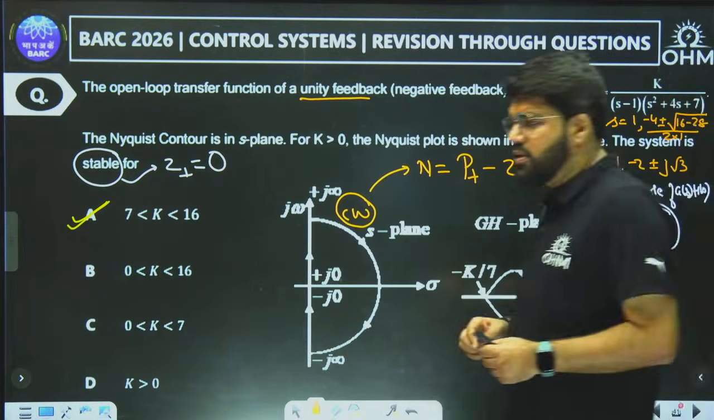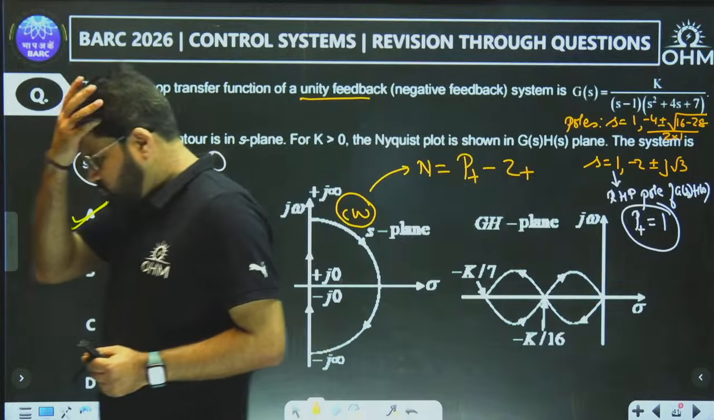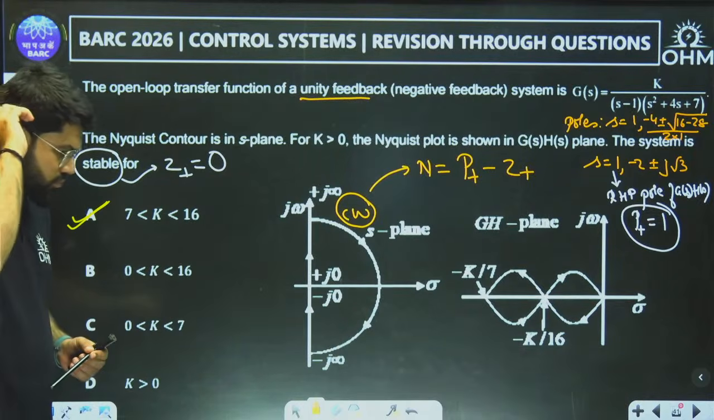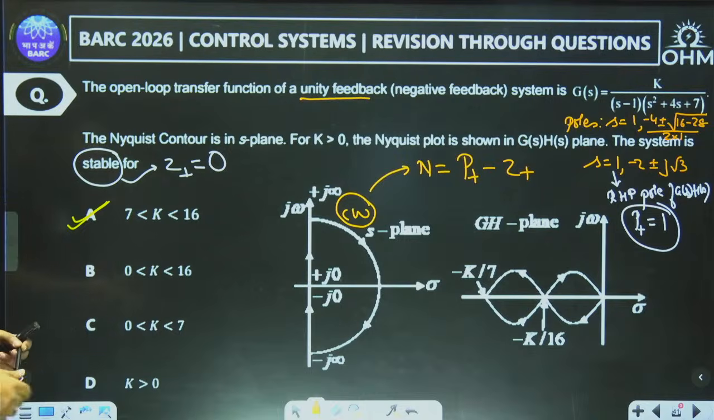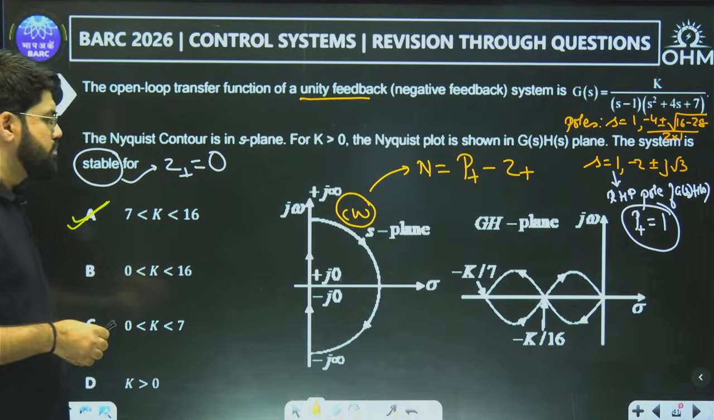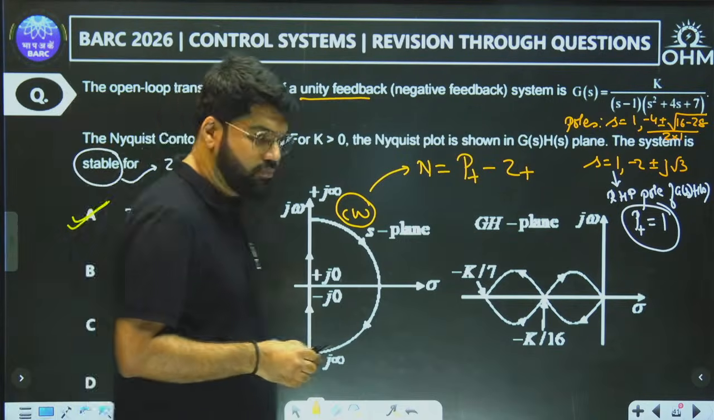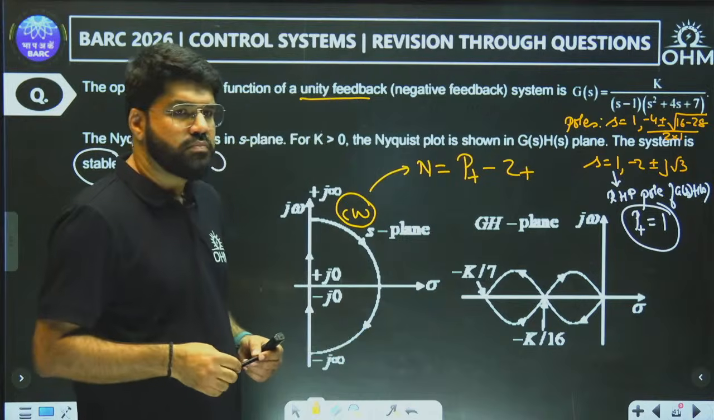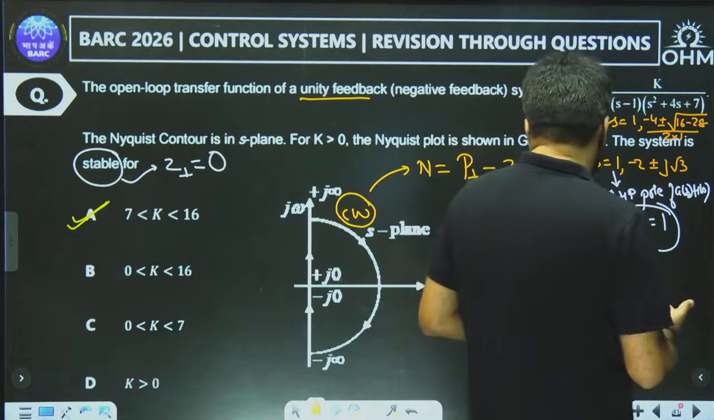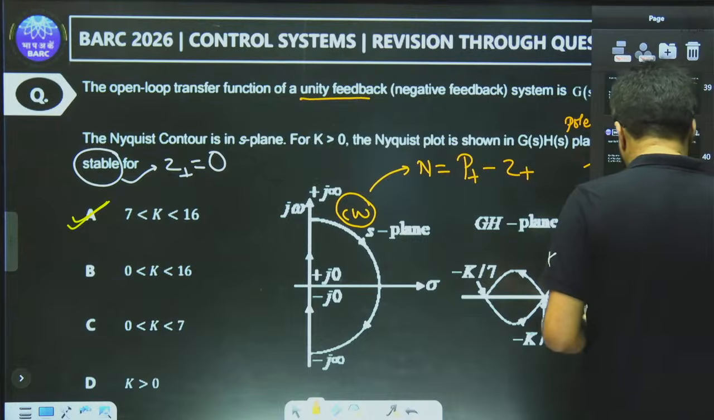Okay, let me know if there is any confusion. Yeah, so that's what you can do here simply.